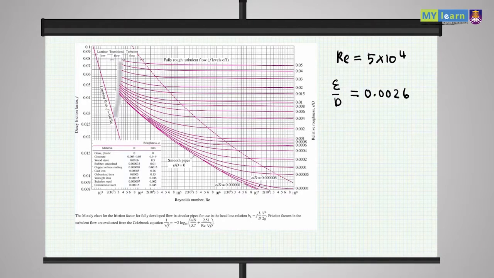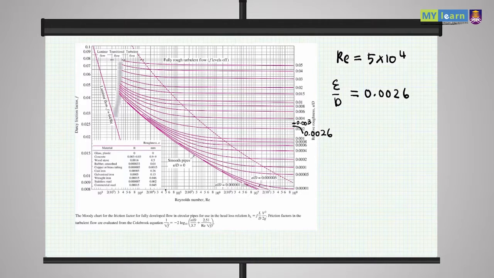First, you need a ruler for this. Find where 5 times 10 to the power of 4 is. It is actually here. And find where epsilon over D of 0.0026 is. 0.0026 will be in between 0.004 and 0.003, somewhere in between here, and maybe somewhere here will be 0.0026.